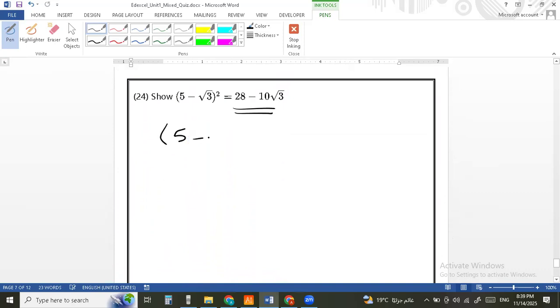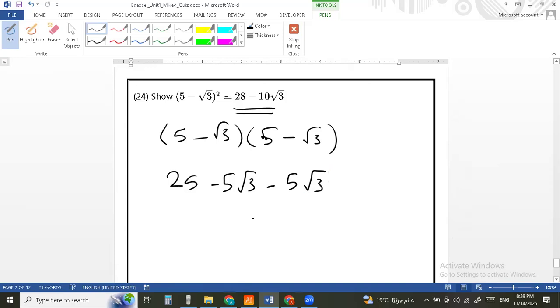The last question: show that 5 minus root of 3 all squared is the same as this. I'm going to just do 5 minus root of 3 multiplied by itself, 5 minus root of 3. First by first, 5 times 5 is 25. First by second is negative 5 root of 3. Second by first, negative 5 root of 3. Second by second, negative root of 3 times negative root of 3 is positive 3. I just did the normal expanding brackets method.